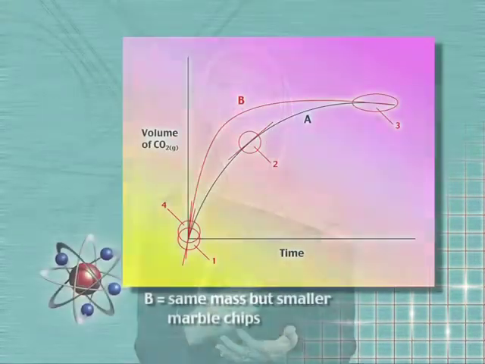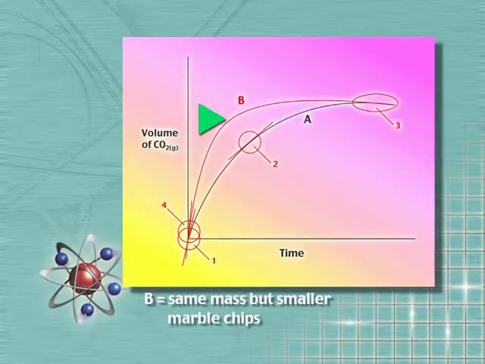If the reaction is repeated with the same mass of smaller marble chips, we get a curve like this. The initial gradient of this curve is steeper because the smaller particle size gives a bigger surface area for the acid particles to collide with. The collision rate is higher, and so the reaction rate is faster. So, why do both curves finish up at the same level?